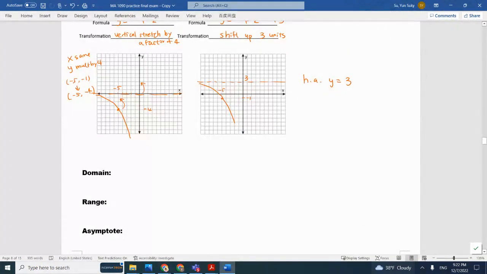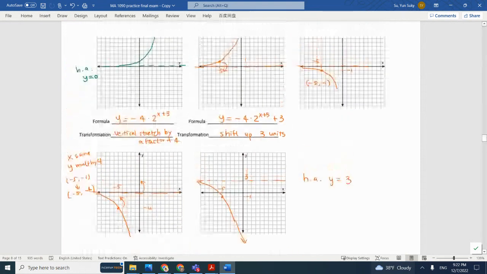Domain. See, it goes to the left forever, goes to the right forever. So -infinity to infinity. Range. We get up to the 3, but we never touch the 3. So parentheses. Asymptote. We have a horizontal asymptote, that is y equals 3, and no vertical asymptotes. So here we finish this example.